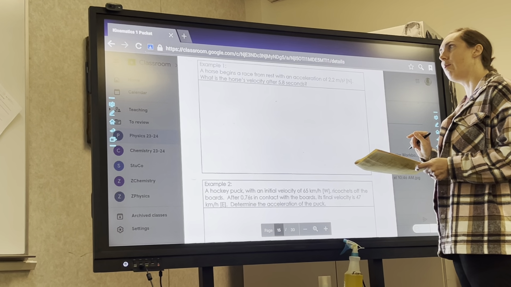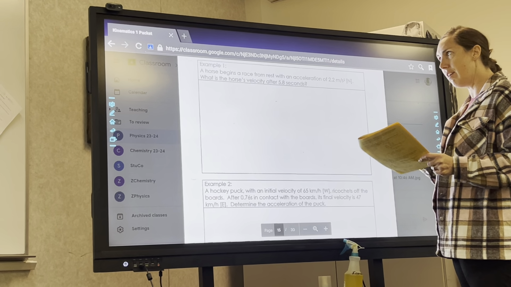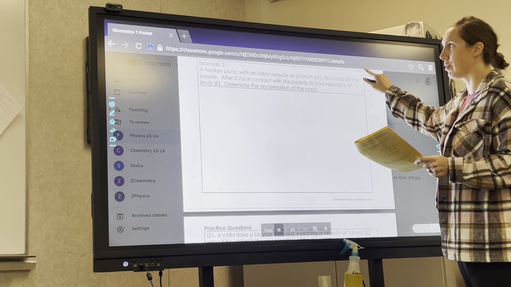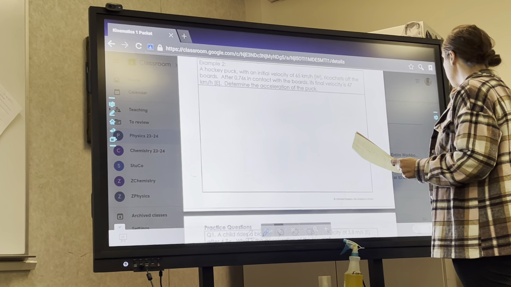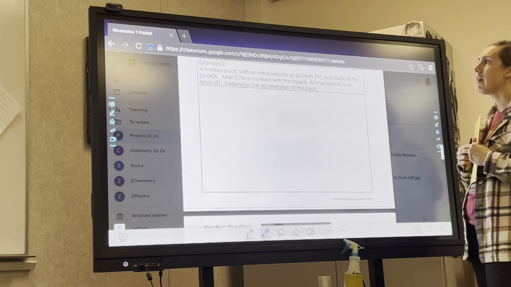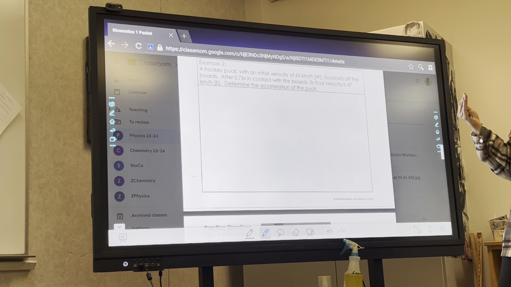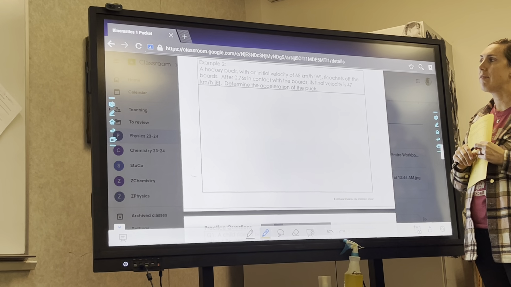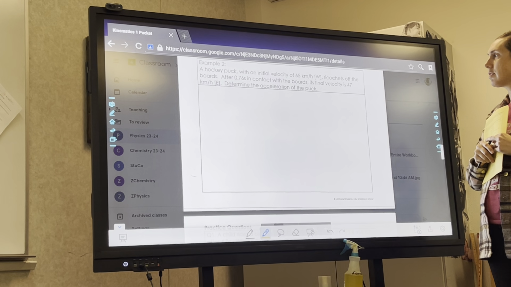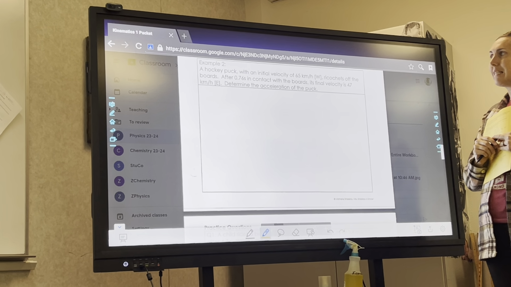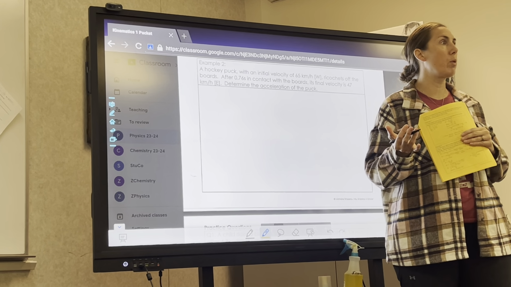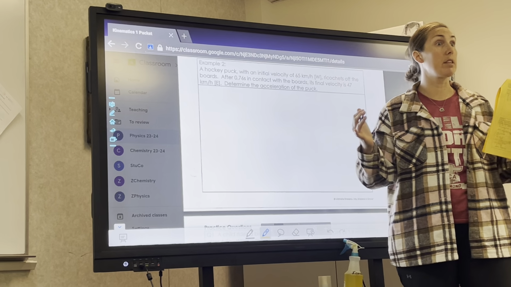So they started us out with a doozy, and I did not love it. So I am instead going to start off with example 2 and come back to example 1. A hockey puck with initial velocity of 65 kilometers per hour west ricochets off the boards. After 0.76 seconds in contact with the boards, its final velocity is 47 kilometers per hour east. Determine the acceleration. I wanted you to do your first problem where we can just plug in all the numbers and get our acceleration.